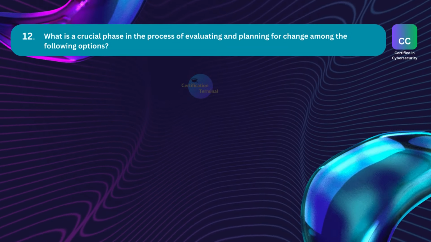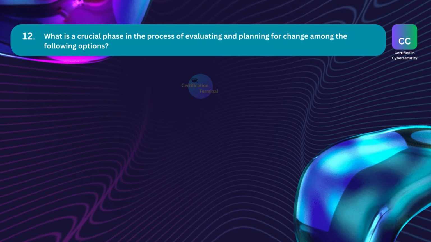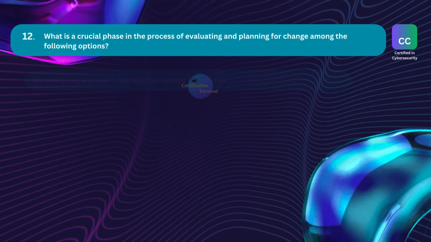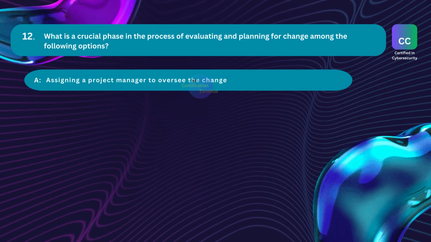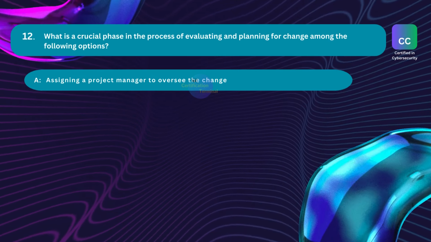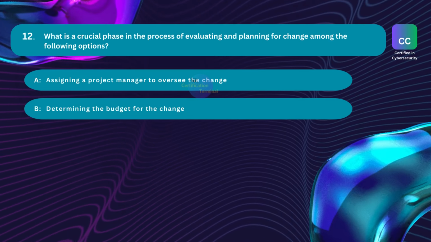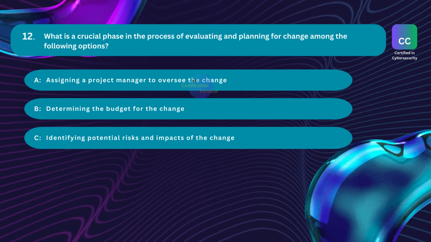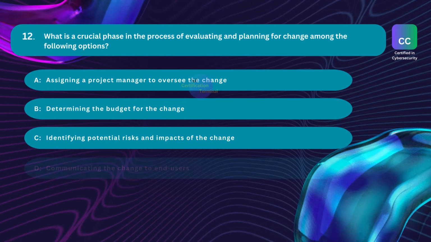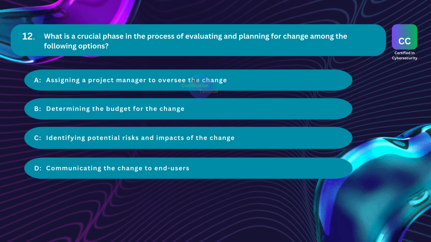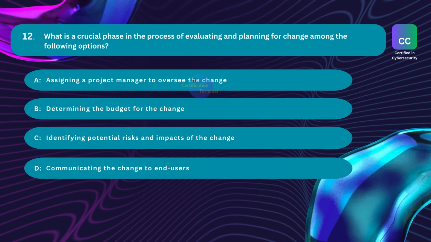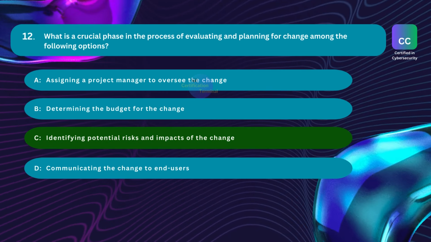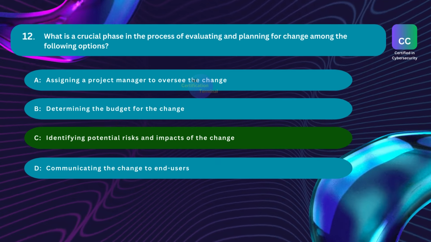Question number 12. What is a crucial phase in the process of evaluating and planning for change among the following options? Option A, assigning a project manager to oversee the change. Option B, determining the budget for the change. Option C, identifying potential risks and impacts of the change. Option D, communicating the change to end users. The correct answer is Option C, identifying potential risks and impacts of the change.